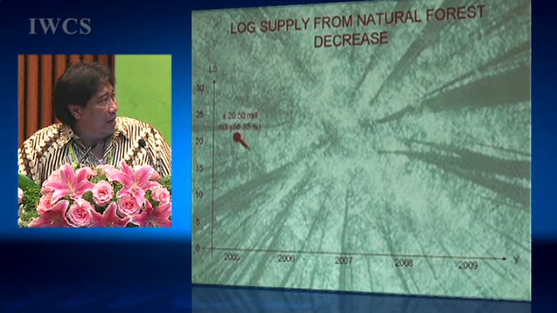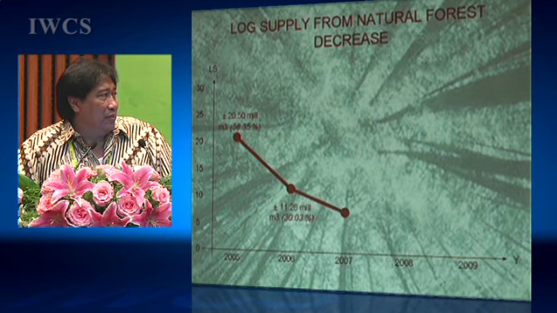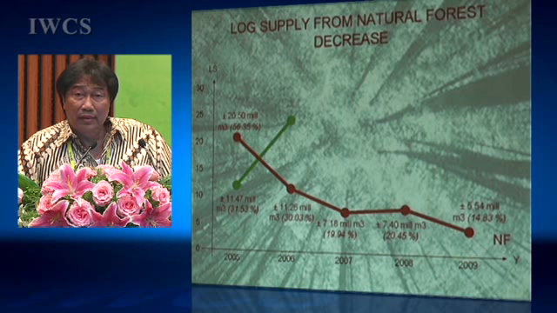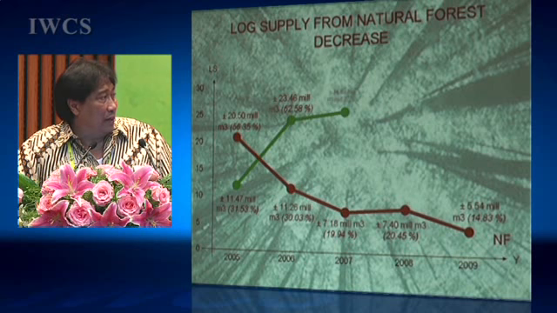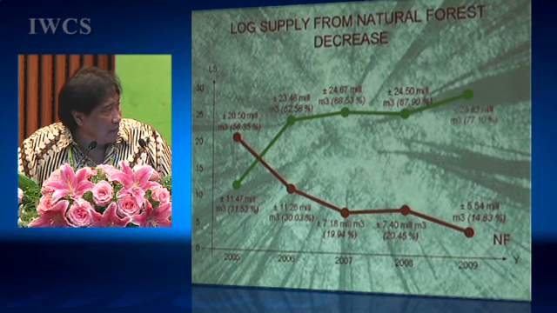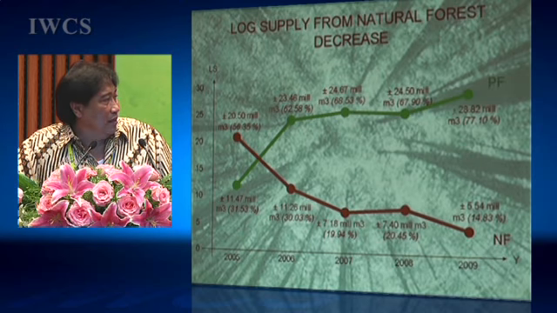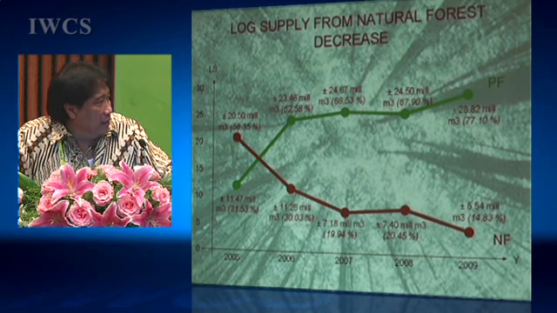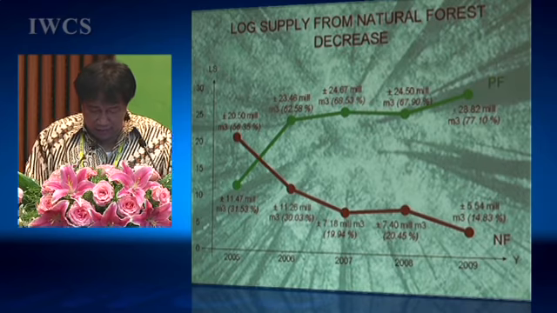Now, about log supply from natural forest, you know that from 2005 until now, the production of timber from natural forest has decreased, going down. And the green one is the production from plantation forest. So you see the differences, and this is the situation in Indonesia right now.